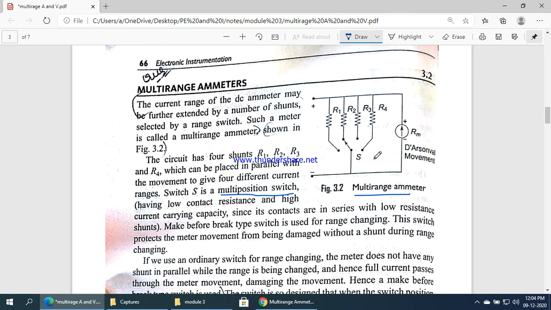That is connected to the D'Arsonval movement. Same as previous. In the previous case, in the basic DC ammeter, we have one resistance, but here many resistors are connected through a multi-position switch.